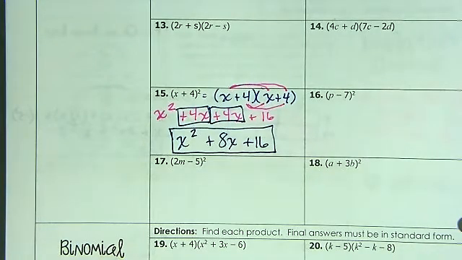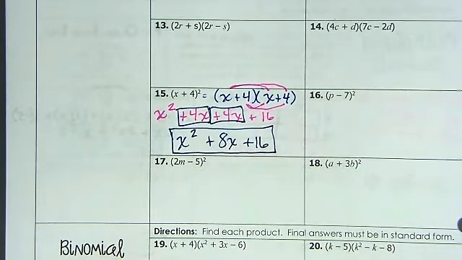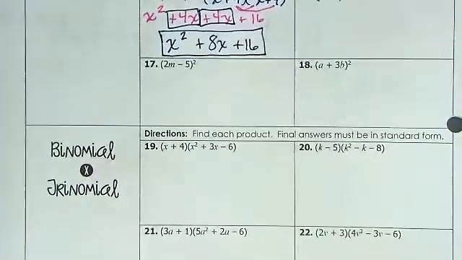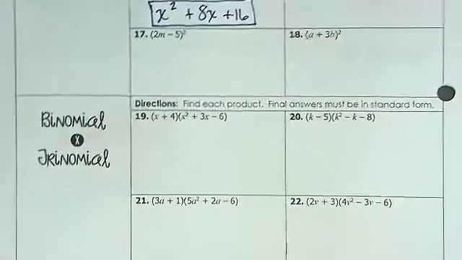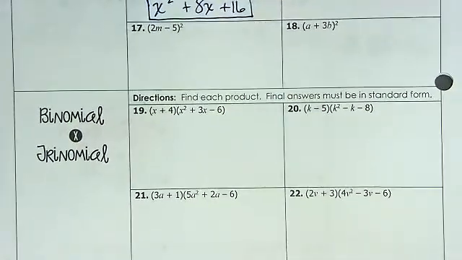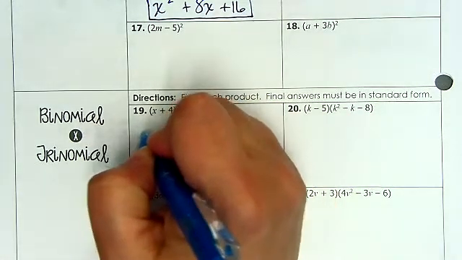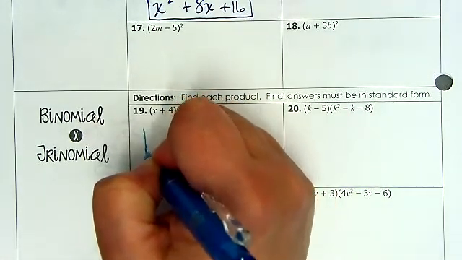Okay, and here is where I find the area model is most effective, is when we're having to do problems where it's a binomial times a trinomial. I just find it easier to make sure I keep everything in track. So here we go. I'm going to go ahead and set up my rectangle here.